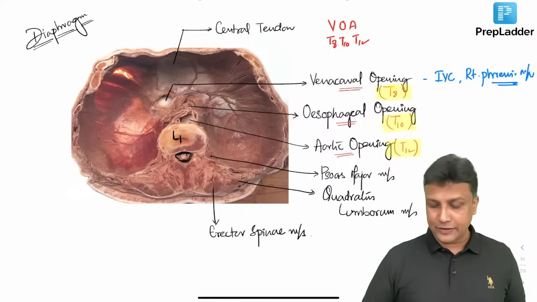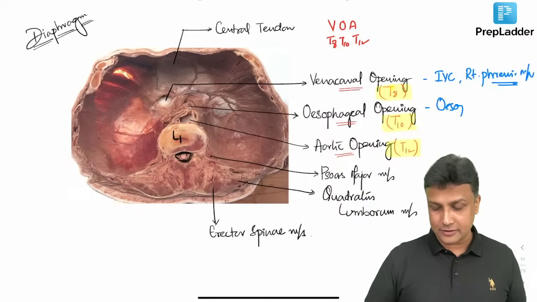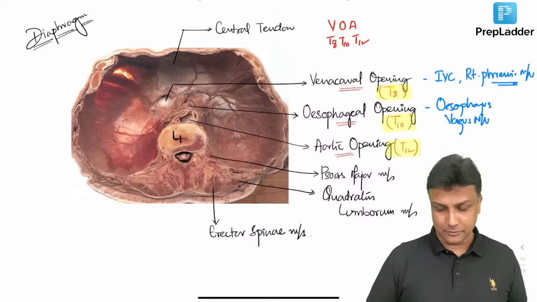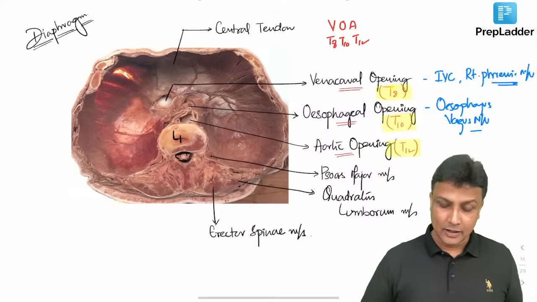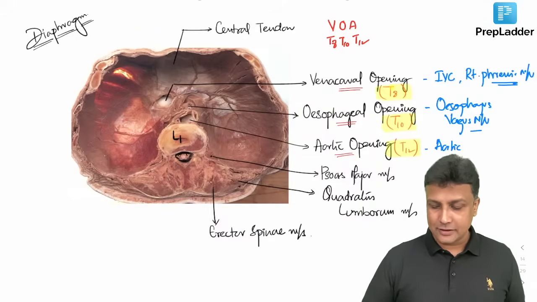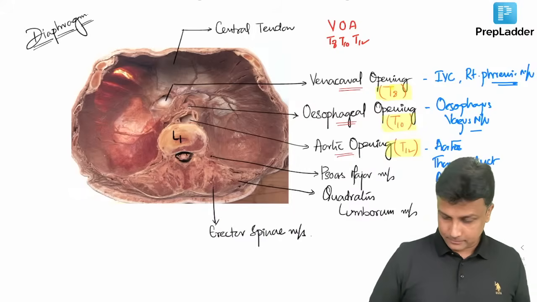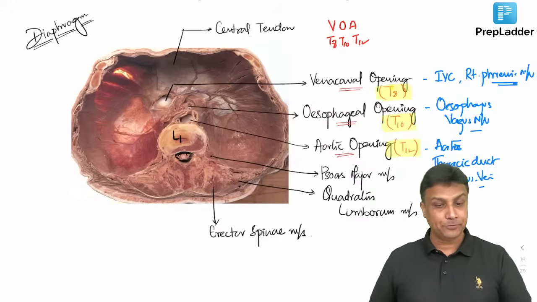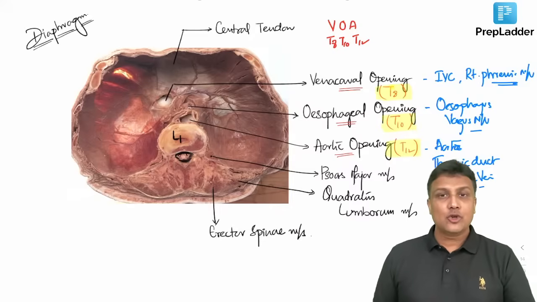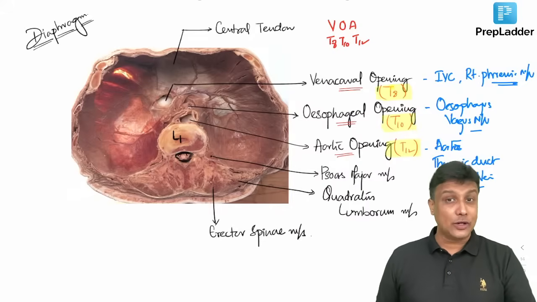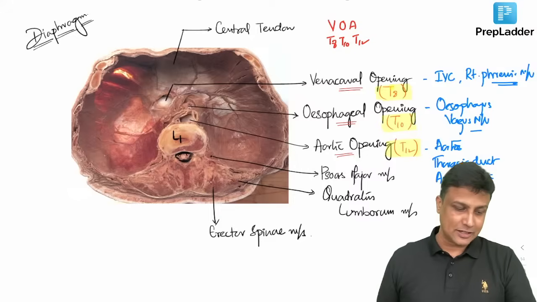Now, esophageal opening, what is going to pass from here? It will be the esophagus. Now, along with the esophagus, please remember the vagus nerve is also going to pass from here. Both the right and left vagus nerves are going to pass from here. And from the aortic opening, what is passing from here, guys? Of course, the aorta is passing from here. Along with the aorta, there will be the thoracic duct, and along with that, even the azygos vein is also going to pass from here. So, fine. So what passes from the aortic opening? Aorta along with the thoracic duct as well as the azygos vein is also going to pass from here.